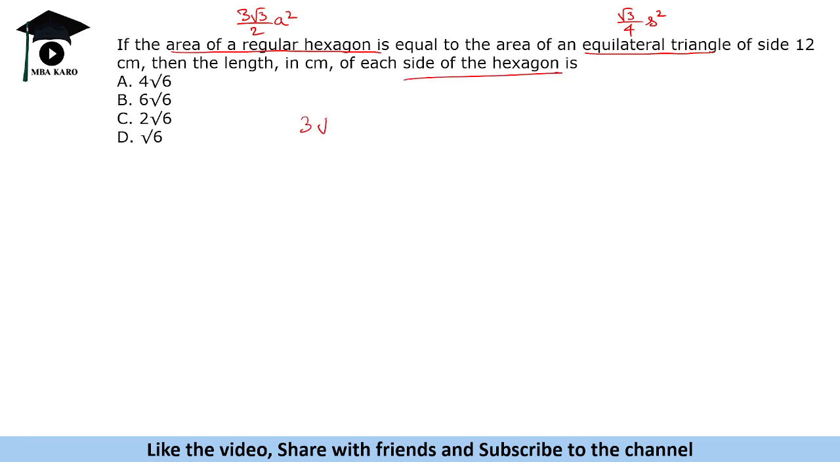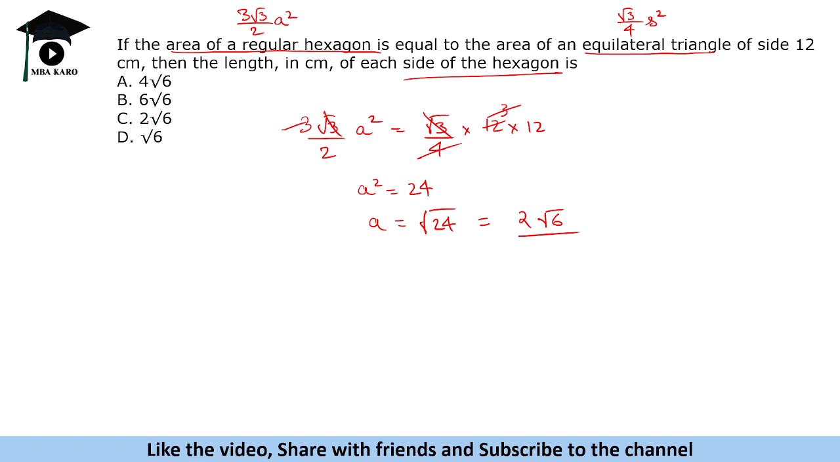So 3 root 3 by 2 a square is equal to root 3 by 4 into 12 square. Root 3 gets cancelled, so we need to find a. So 4 3 12, 3 3 gets cancelled, so we get a square is equal to 24, or a is equal to root 24, or 2 root 6. Such a simple question. So there are some sitters also in the examination, you must know that.